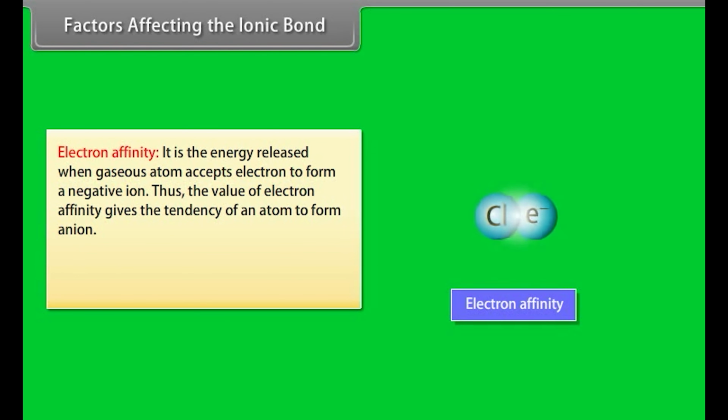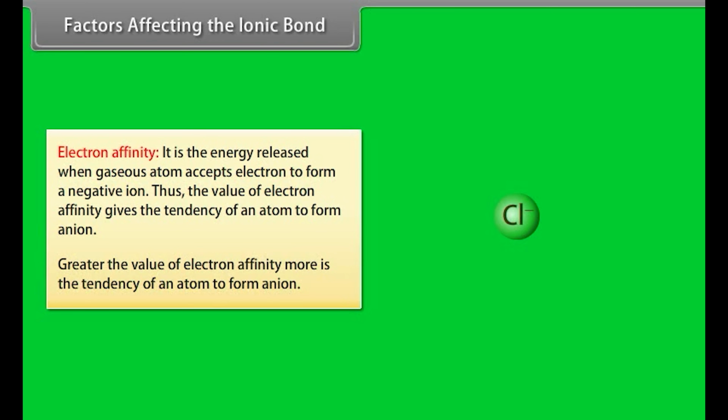Electron affinity. It is the energy released when a gaseous atom accepts an electron to form a negative ion. Thus, the value of electron affinity gives the tendency of an atom to form an ion. The greater the value of electron affinity, the more is the tendency of an atom to form an ion.